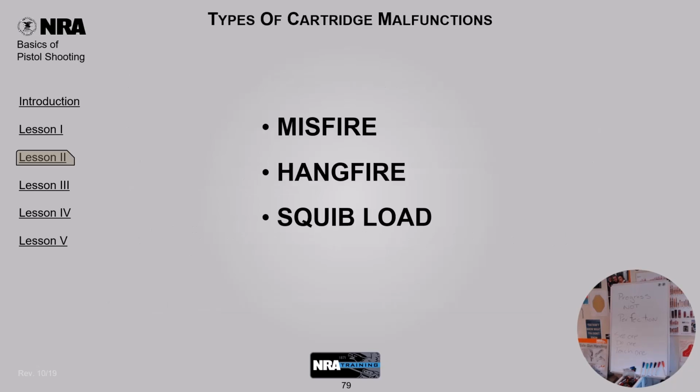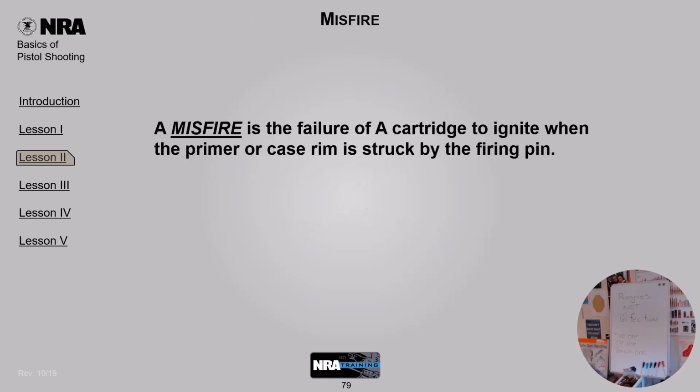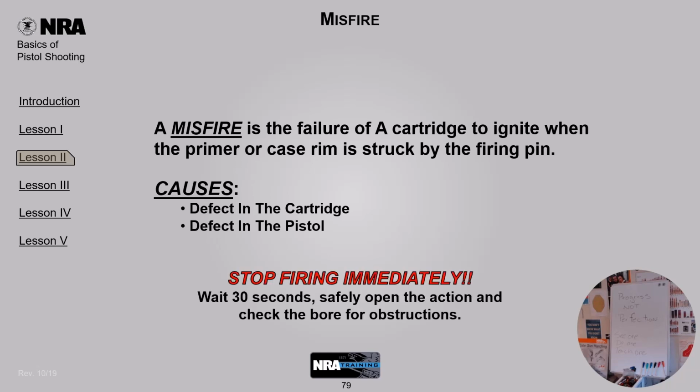Ooh, we're going to read and learn about the types of cartridge malfunctions. You have a misfire, a hangfire, and a squib load. Here we go. A misfire is the failure of a cartridge to ignite when the primer or case rim is struck by the firing pin. Causes can be a defect in the cartridge or a defect in the pistol. You need to stop firing immediately and wait 30 seconds, safely open the action, and check the bore for obstructions.